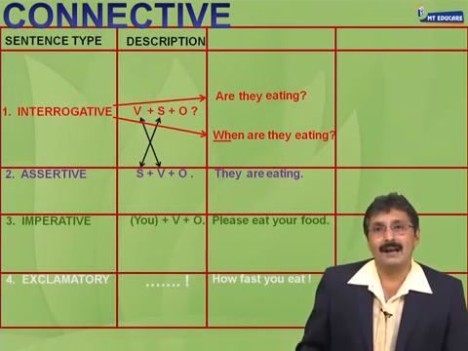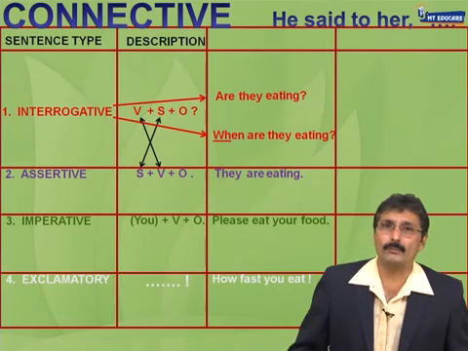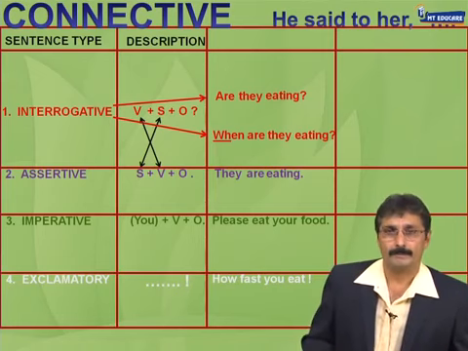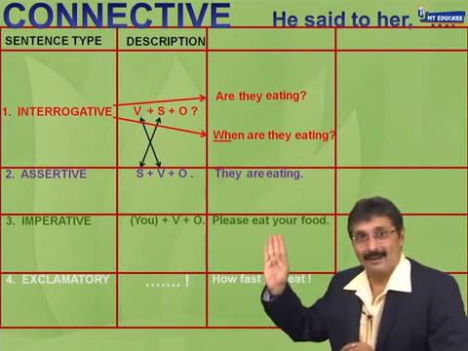Now let us have the connective, where our sentence is always going to be he said to her. Sentence number 1, are they eating? Sentence number 2, when are they eating?